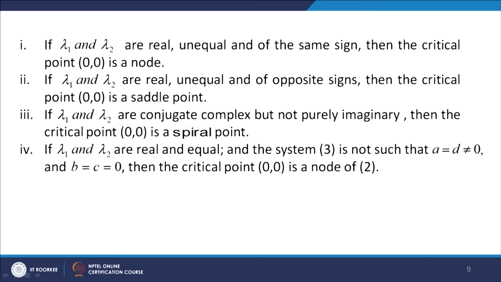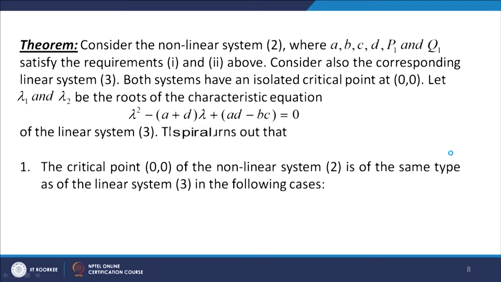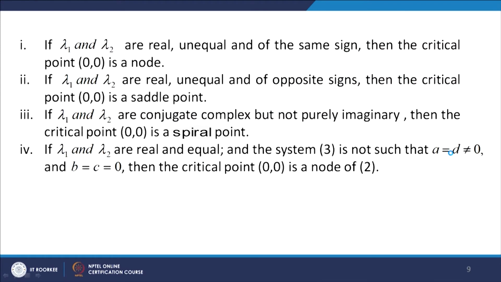a spiral point. If lambda 1 and lambda 2 are real and equal and the system 3 is not such that, system 3 means again the corresponding linear system, this one. So, if it is not of this type, a equal to d not equal to 0 and b equal to c equal to 0, we have discussed this situation in the case of a linear system. There were two possibilities in the case of real and equal roots. One was that a equal to d not equal to 0 and b equal to c equal to 0, and the other case that we had discussed was all other possibilities which lead to equal roots which are real. We had discussed the type of the critical point.